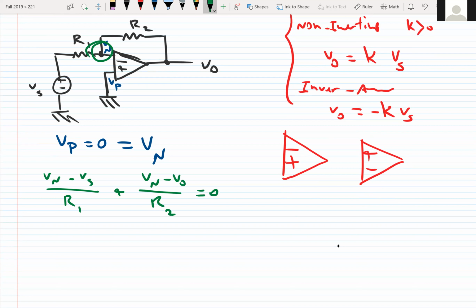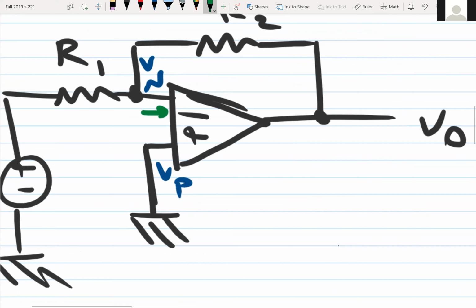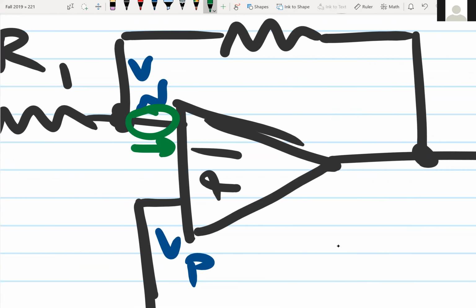We didn't consider the third branch, which is this branch. Why? Because we know that the current In is equal to 0. So when In is equal to 0, the current is of course 0, even if we consider it.